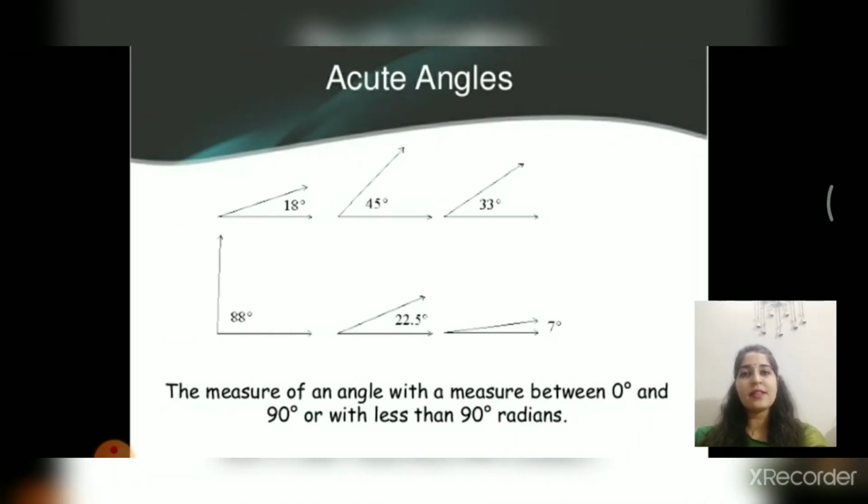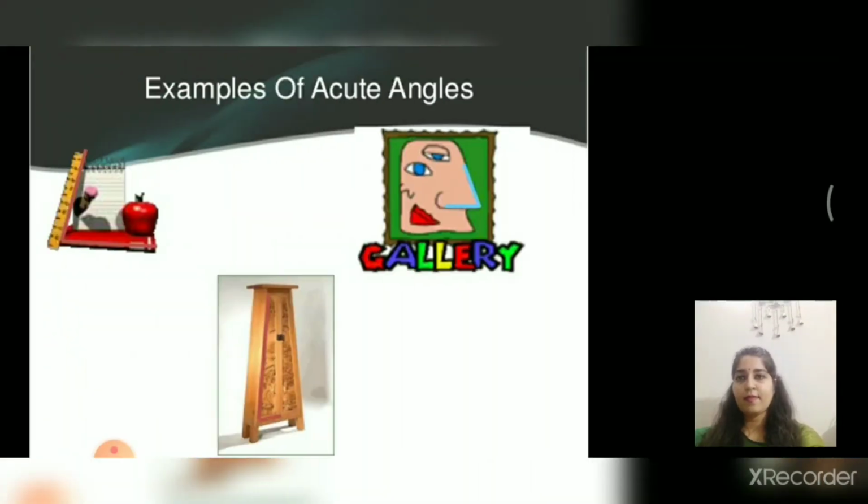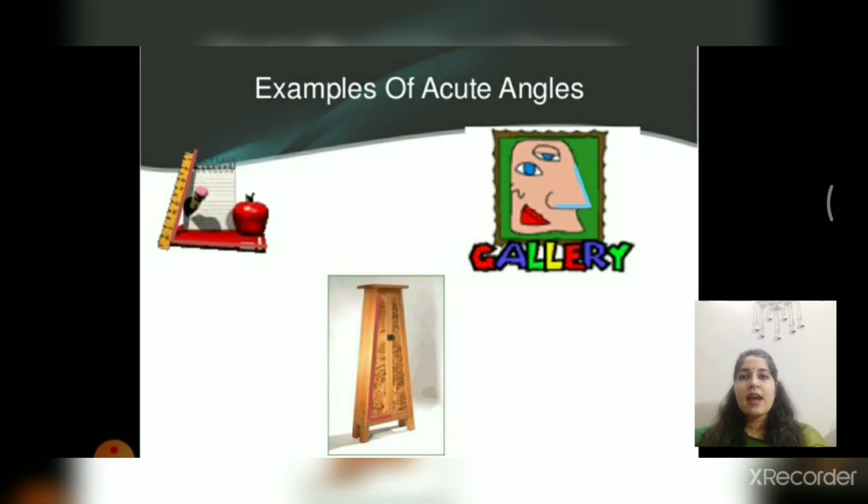Let us start with acute angles. Angles which measure less than 90 degrees, or we can say the angle between 0 degrees and 90 degrees, are called acute angles. Some examples of acute angles are given here: 7 degrees, 22.5 degrees, 88 degrees, and so on. These are some examples of acute angles in day-to-day life.